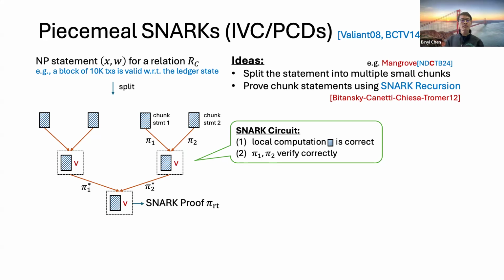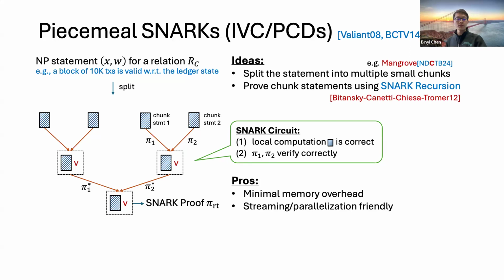Does the graph structure have to be like a tree? Can it be like a DAG or something? Yeah, it can be a DAG. It depends on you. This is just a simple example. Yeah. So it has this obvious advantage of having much smaller memory overhead, which is only related to this chunk statement size. And it's also very streaming friendly and parallelization friendly because you can compute the proof along each path of the tree without affecting other paths.